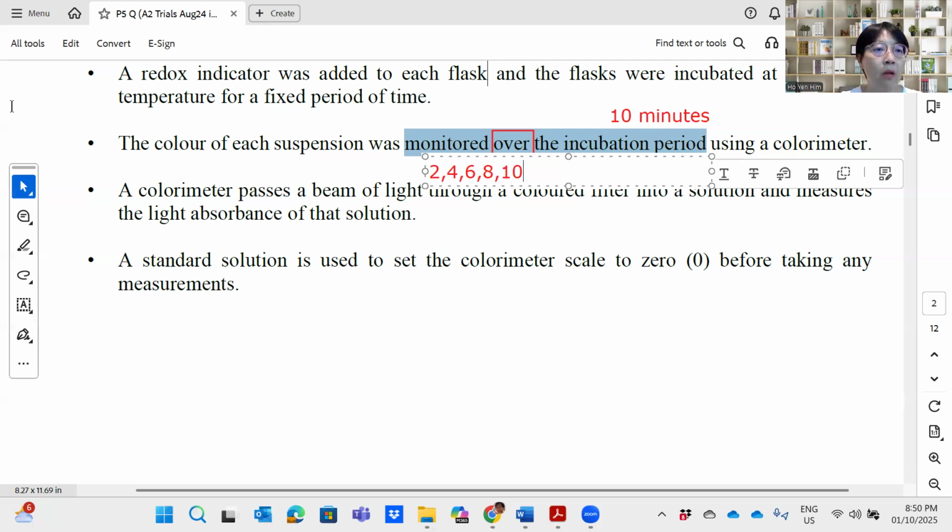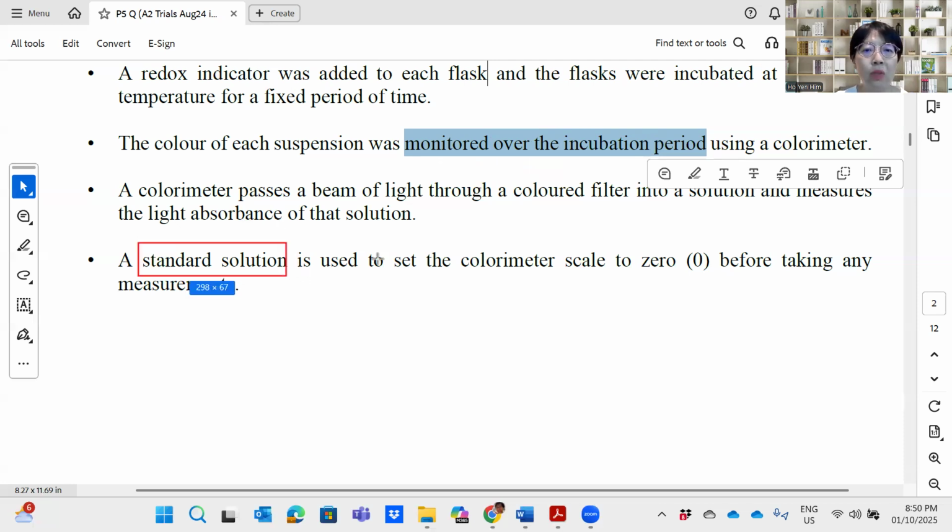Okay. So next, a colorimeter passes a beam of light through a colored filter, like just now we mentioned blue color, right, into a solution and measures the light absorbance of that solution. So that solution absorbs how much of the red light. So you're measuring absorbance. The more the particle, the more absorbed. So a standard solution is used to set the colorimeter scale to 0 before taking any measurements.